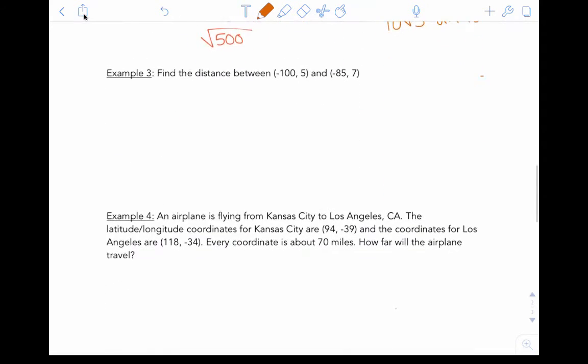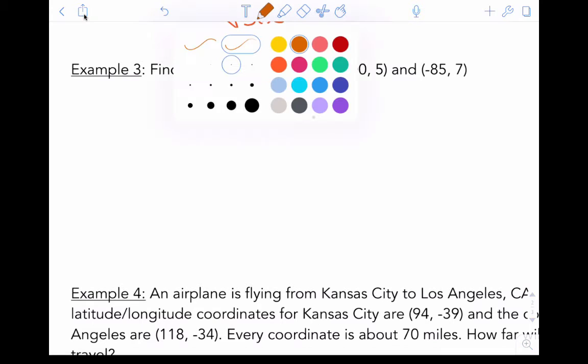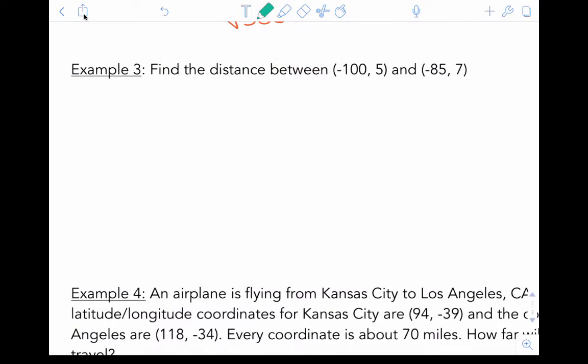Go ahead and do example 3 on your own. Pause the video, work through it, and then unpause it and make sure that you did all your work correctly. I'm going to start this off, as usual, by writing c is equal to square root of a squared plus b squared.